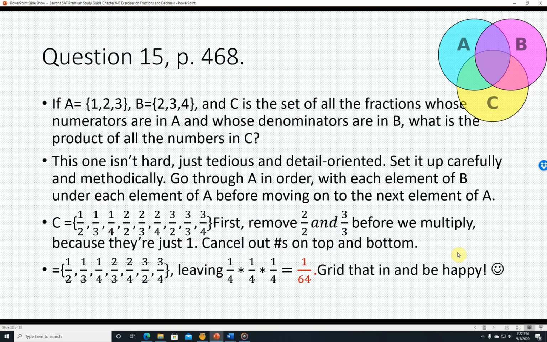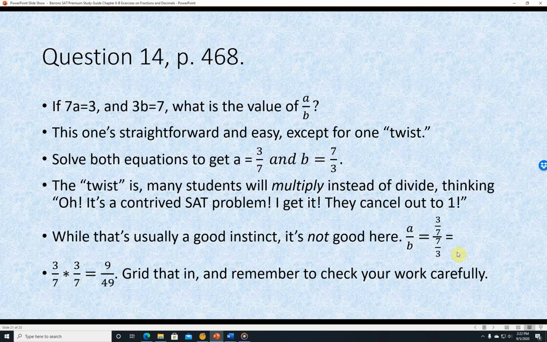Okay, question 14. If 7a equals 3 and 3b equals 7, what's the value of a over b? Well, this one's straightforward and easy except for one twist. You want to solve both equations. To get a by itself, all you have to do is divide both sides by 7, so you get a equals 3/7. 3b equals 7, okay, we just divide both sides by 3, so b is equal to 7/3.